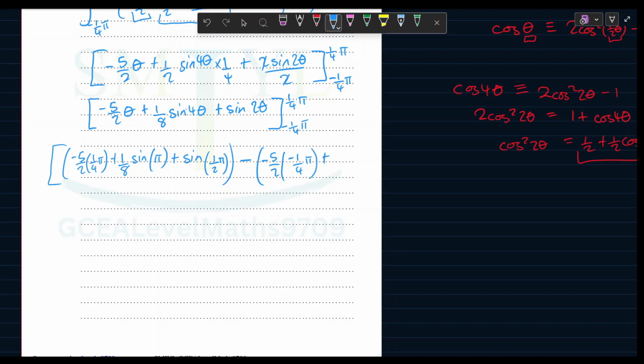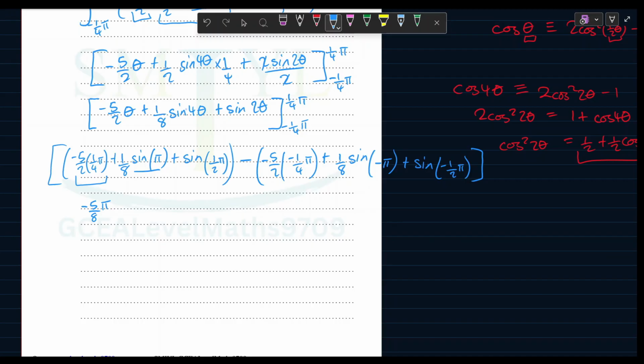over 8 sine 4 times negative a quarter pi, so that's negative pi. And then we've got plus sine 2 times negative a quarter pi, so negative 1 over 2 pi. Now let's simplify starting here. So that's negative 5 over 2 times a quarter. So that's going to be negative 5 over 8 pi.